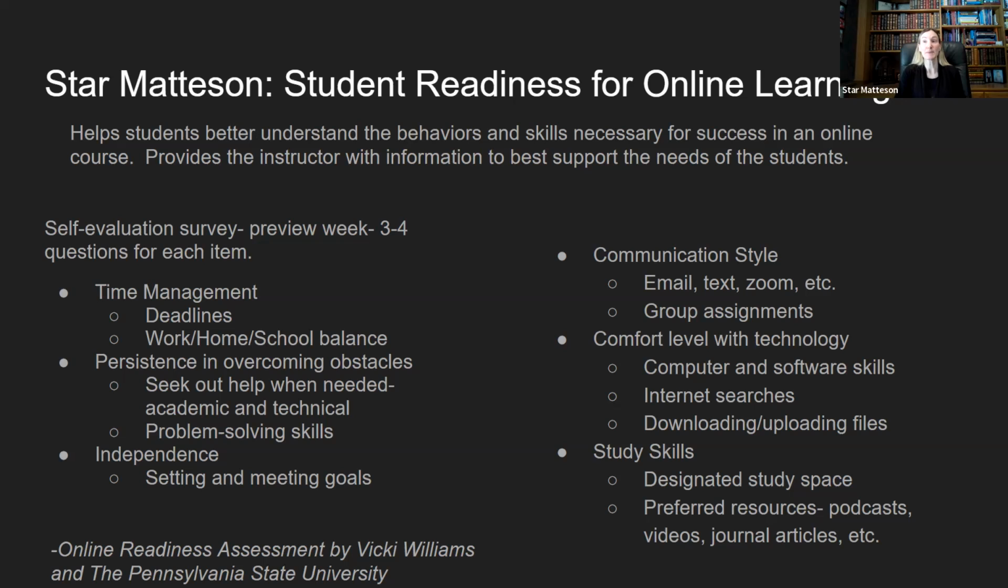So talking about setting and meeting deadlines, finding that work-home-school balance, especially for the adult student, is so important. Many of them have family, whether it's older parents or young children, and they have those responsibilities as well. They're not the typical college student that can forego having a job. Most of our students have to work, they have to pay a mortgage. So how are they going to balance that?